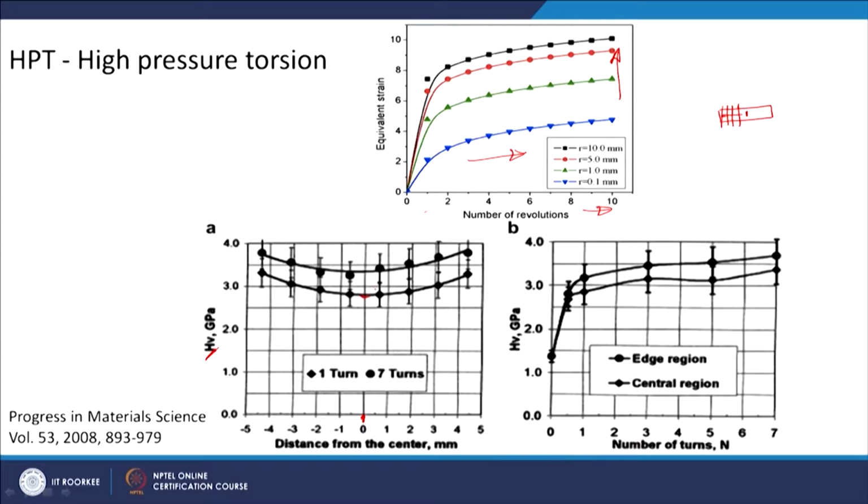This is for 1 ton. If you put more tons, of course the hardness will increase, and there will again be another variation from center to the edge. You can see the variation in the hardness from edge to center region here also, that at the edge region the hardness is going like this.